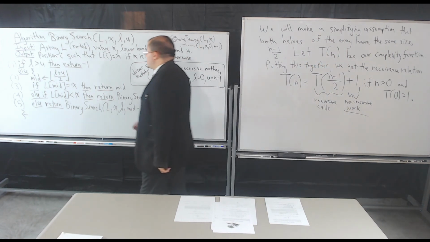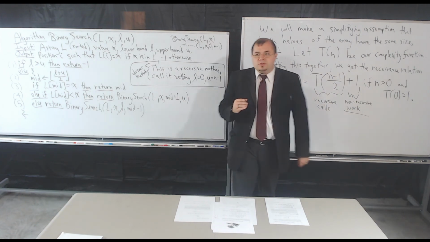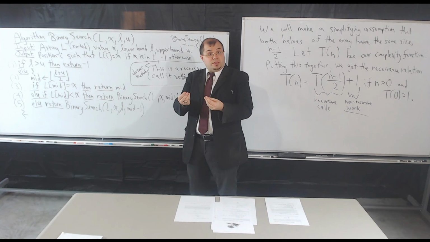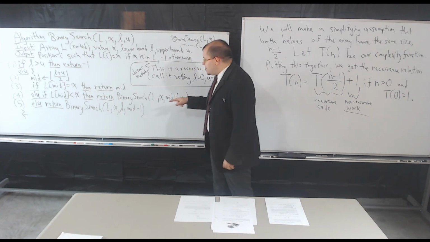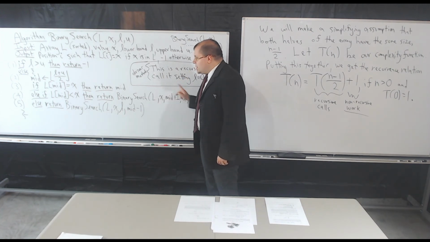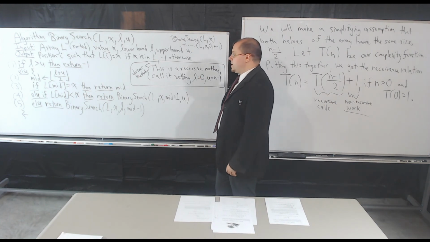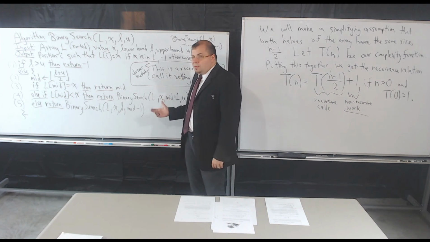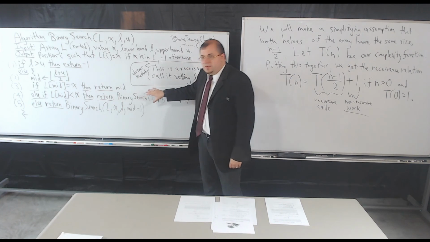Remember, we talked about how when we analyze a recursive algorithm, we break it into two pieces: the non-recursive work and then the recursive work. For the non-recursive work, I simply analyze this algorithm under the assumption that the recursive calls take constant time. I treat them like an elementary operation and don't count them. I just pretend they aren't invoked.